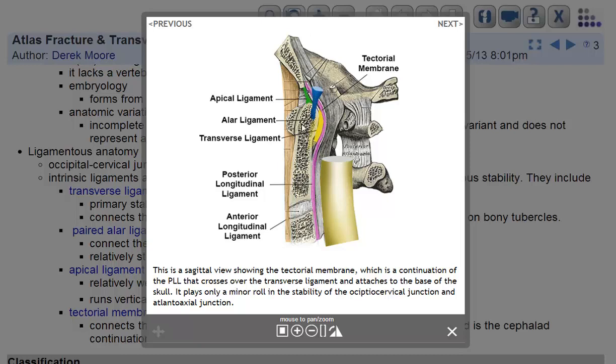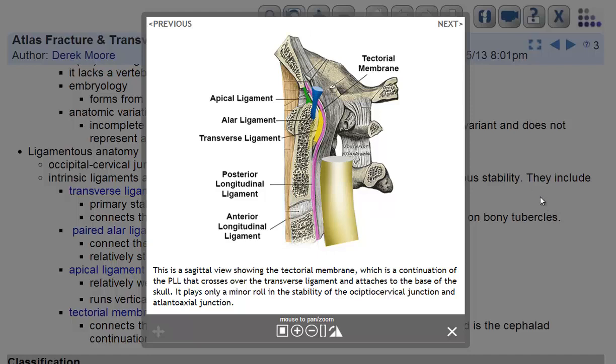And you can imagine that if you have significant migration of your dens posteriorly, meaning that you have rupture of your transverse ligament, rupture of your apical ligament, and rupture of your alar ligaments, chances are that your tectorial membrane would also be ruptured in this situation, just because it basically runs parallel to your apical ligament. It's a very weak structure, so it would be injured as well in that question.